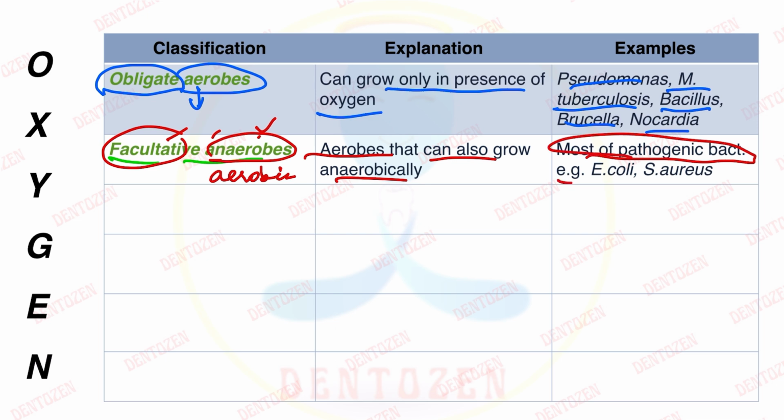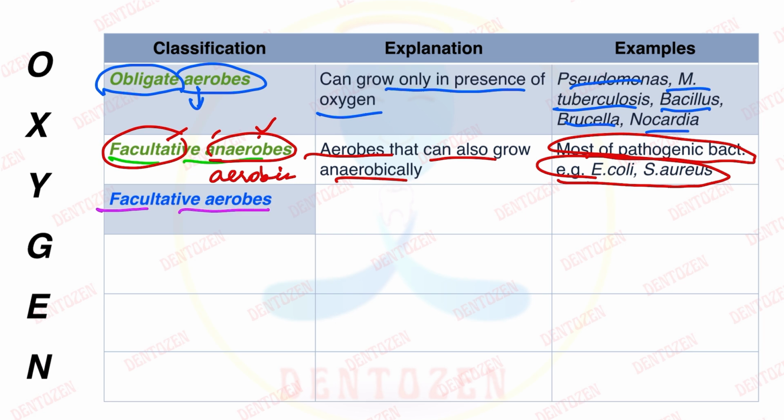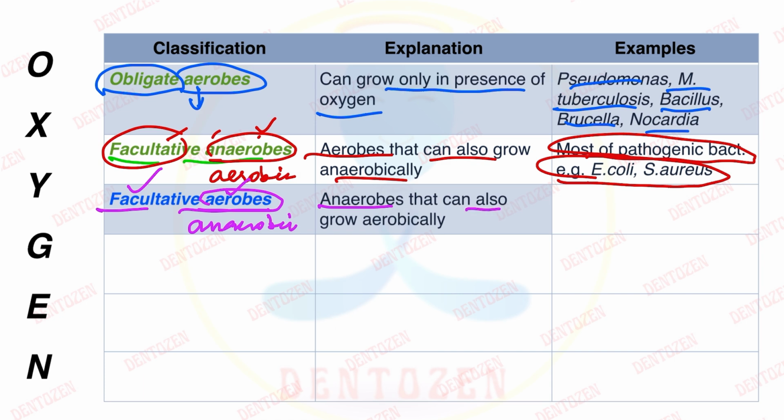Then comes the next term, facultative aerobes. That is, optionally they are aerobic. That means they can grow in the presence of oxygen, but usually they are anaerobic. That is, normally they are growing in absence of oxygen. So they are anaerobes that can also grow aerobically. Example is Lactobacillus.